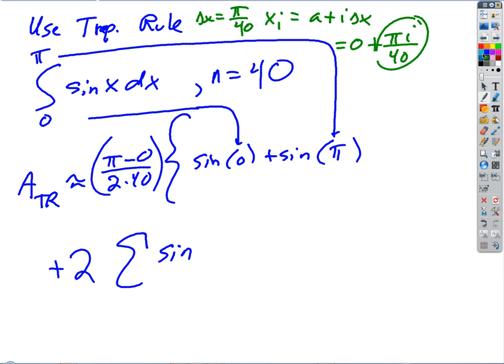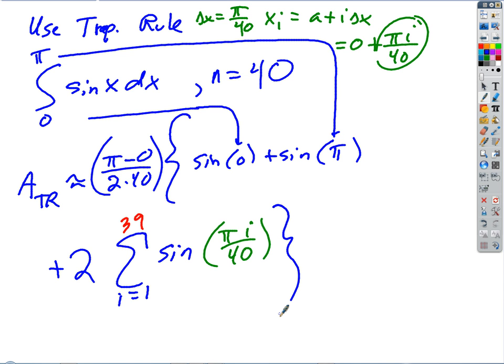So we get sine of pi i over 40, as i goes from what to what? There's n trapezoids. So we go from our first trapezoid to 39. Good. Remember, it's n minus 1. We're only adding up n minus 1. So that's it.